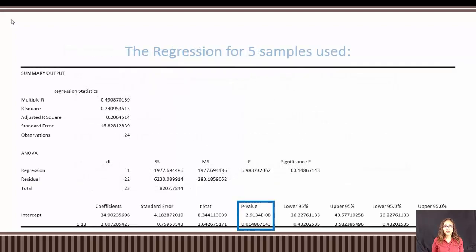The regression used for the 5 samples shows there is a correlation. The p-value is 0.01486 for the 5 samples used, indicating that there is a correlation between profit margin and stock prices.